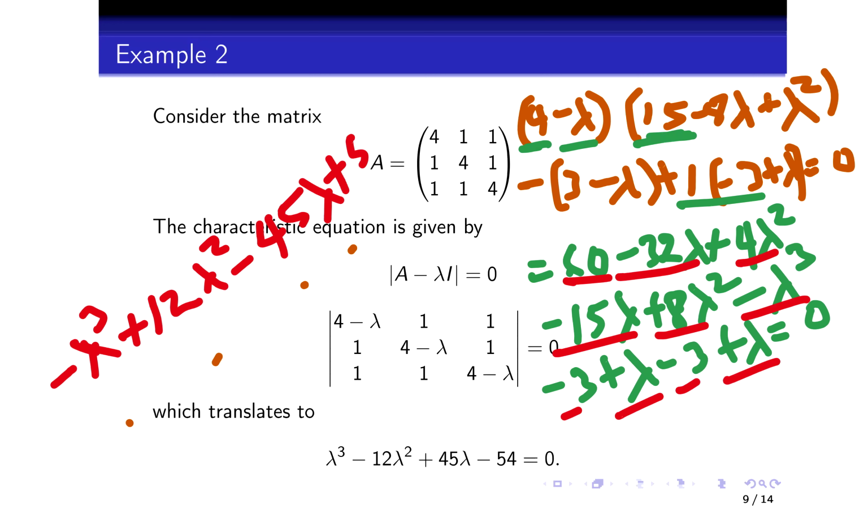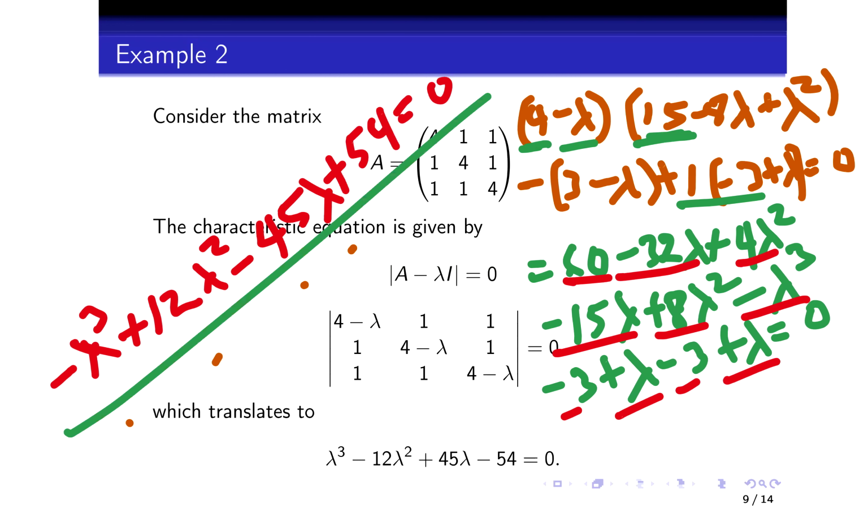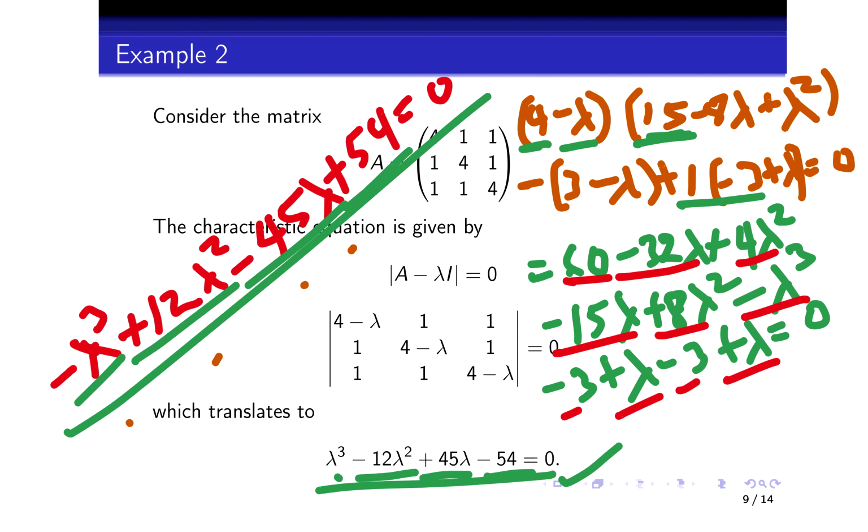So of course, it's logical that if we multiply this through by minus, we get what we have here. Because minus times minus lambda cube is lambda cube. Then minus times plus 12 lambda squared is minus 12 lambda squared. Minus times minus 45 lambda is plus 45 lambda. Minus times 54 is minus 54. And all of this is equal to 0. Okay? So that's how we get the characteristic polynomial.